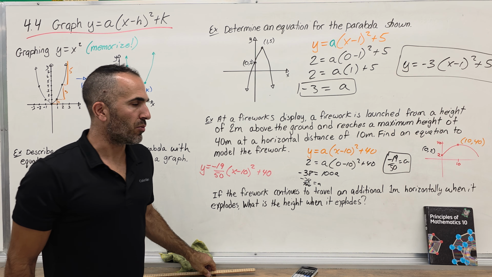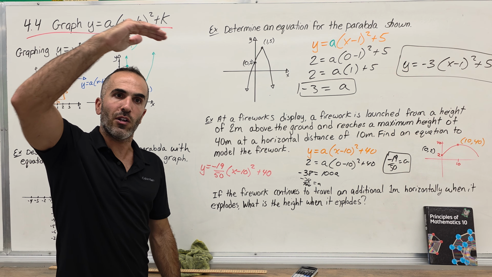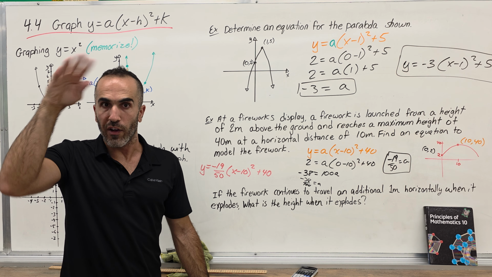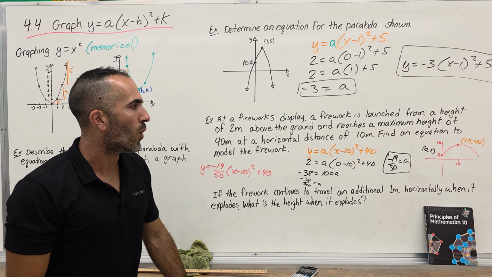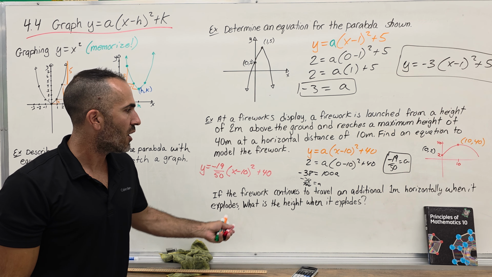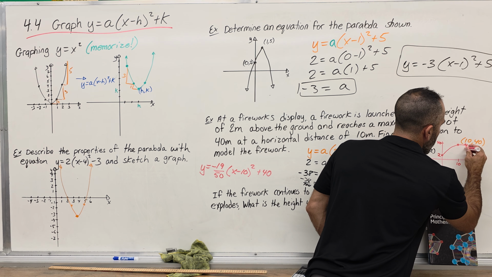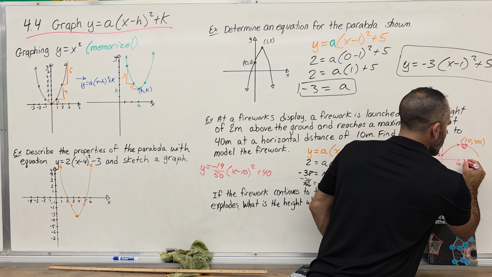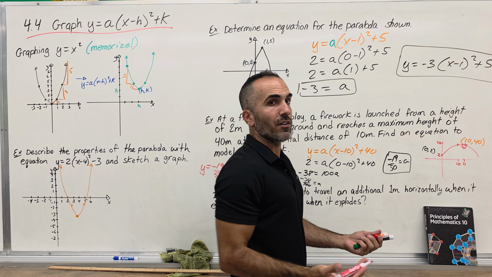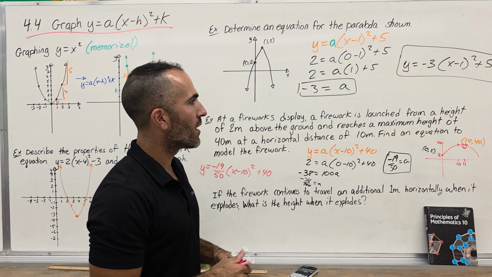Now, fireworks don't usually explode at their maximum height, right? They'll fly in the air, and then as they fall, around the vertex, they'll blow up. If the firework continues to travel an additional 1 meter horizontally when it explodes, what is the height when it explodes? So it's saying that it's exploding 1 meter away from the vertex. We know that that x value must be 11.